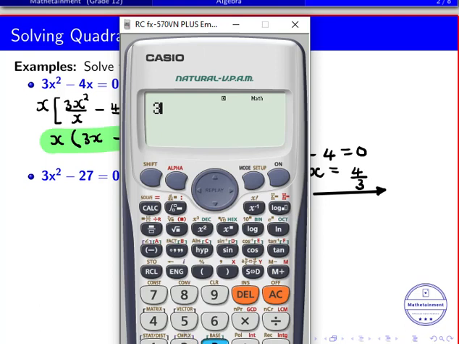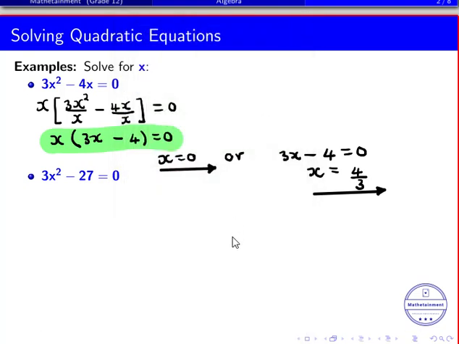So we are going to have 3 times 4 over 3, all squared, minus 4 into 4 over 3, and see if we are getting a 0. Aha, we are getting a 0. It means 4 over 3 is also correct. And if we were to substitute 0, still we would get a 0, meaning that 0 is also correct.